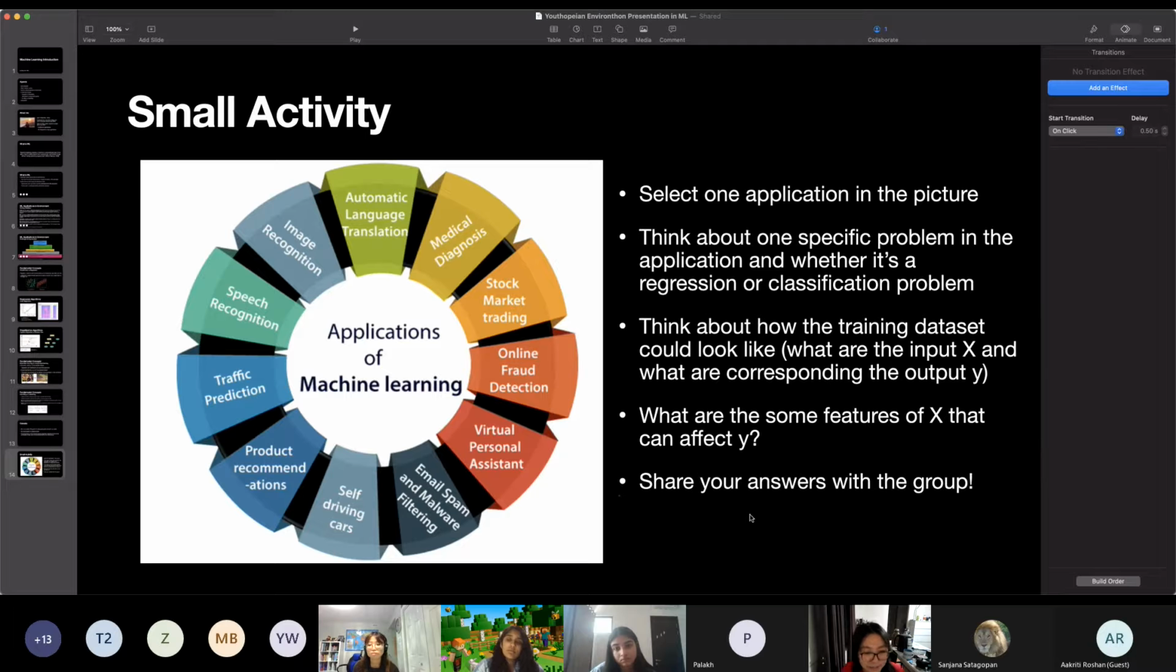Anyone else wants to share something? It's really quiet.